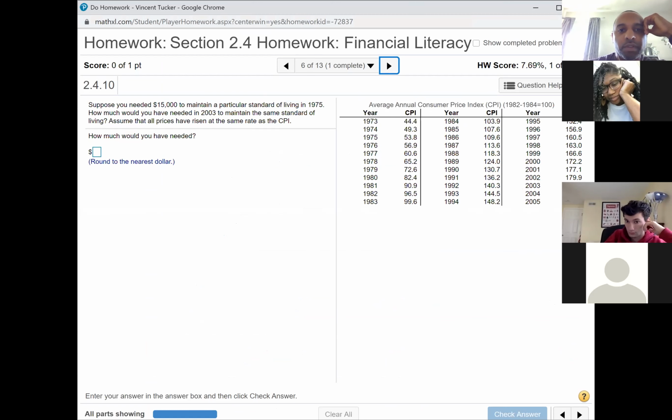So suppose you needed 15,000 in 1975. So I'm gonna go back down there and put in 15,000. Then go back to my share. And in 1975, my CPI was 53.8. And in 2003, CPI is 184.0.